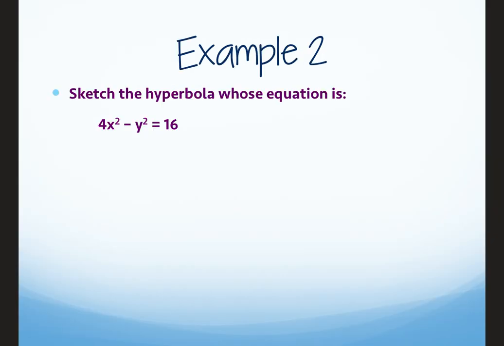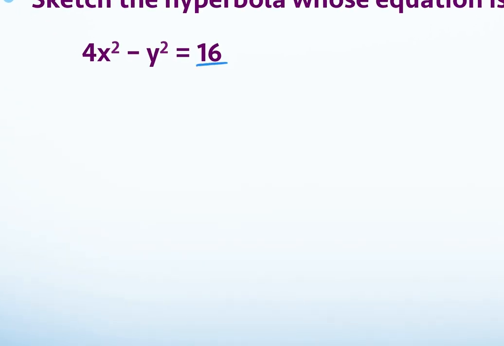Example 2 says sketch the hyperbola whose equation is 4x^2 - y^2 = 16. So what's the first thing you've got to do here? Divide by 16. It's got to be in standard form. To be in standard form, it's got to be equal to 1. So I get x^2/4 - y^2/16 = 1. And now I'm in standard form.